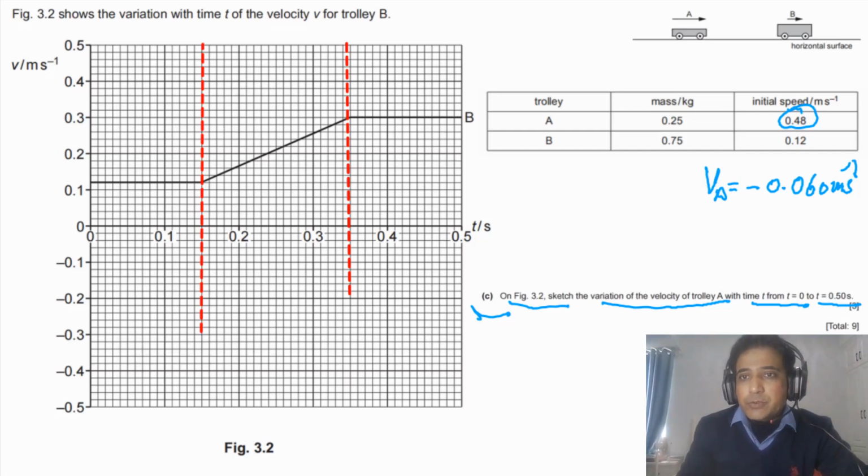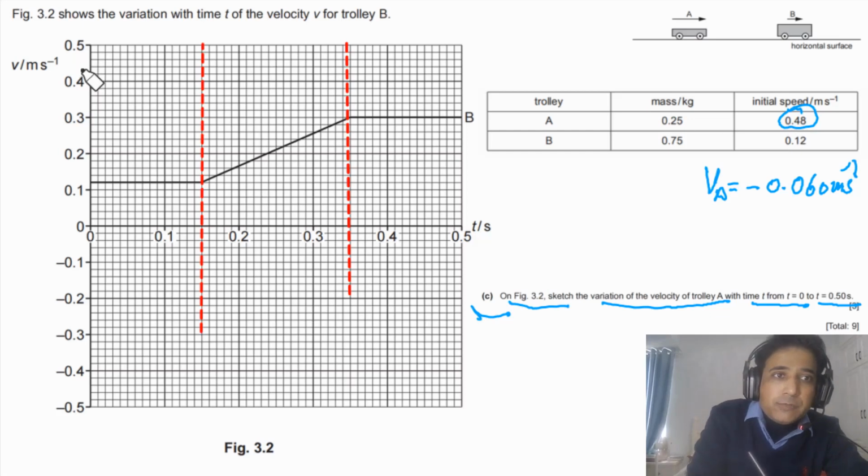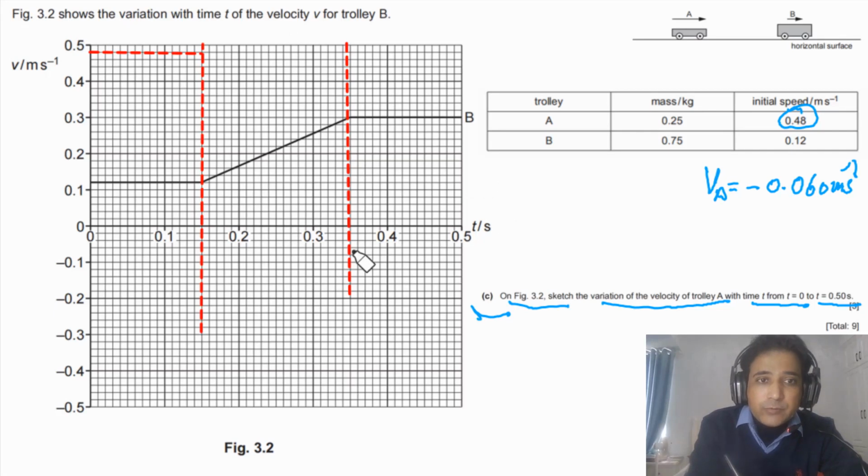The best way to sketch this is simply to look at the initial velocity 0.48, and this is positive. So simply 0.48 is here because this is 0.4, this is 0.5, so this is 0.48. So simply you can draw a line here. So this is initial, and for the final we can draw negative 0.060. Here we have 0.1, so this is 0.0, so this is 0.02, 0.04, 0.06. So we can draw the line here.